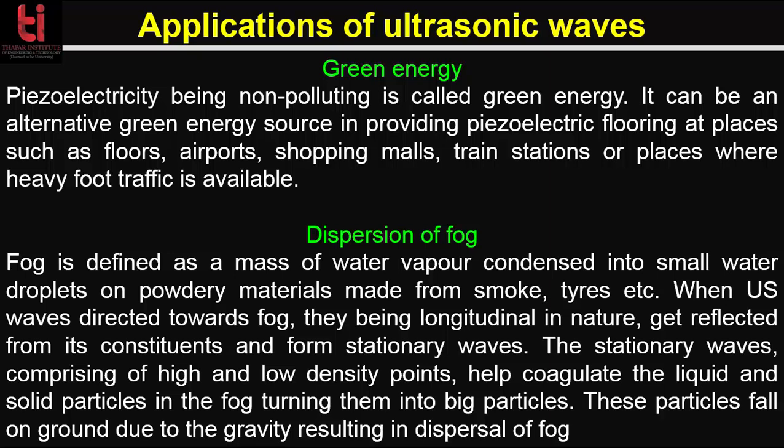We can use ultrasonic waves for the dispersion of fog. Fog is defined as a mass of water vapor condensed into small water droplets on powdery materials made from smoke, tires, etc. When ultrasonic waves are directed towards fog, being longitudinal in nature they get reflected from its constituents and form stationary waves. The stationary waves, comprising high and low density points, help coagulate the liquid and solid particles in the fog, turning them into big particles. These particles fall to the ground due to gravity, resulting in dispersal of fog.